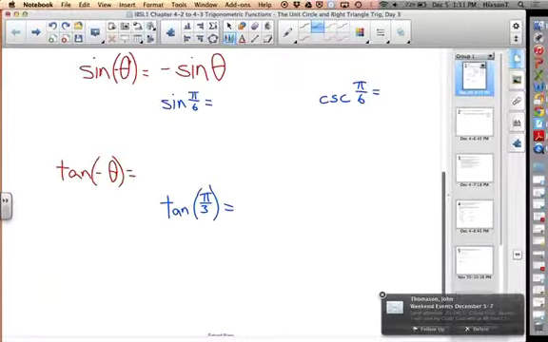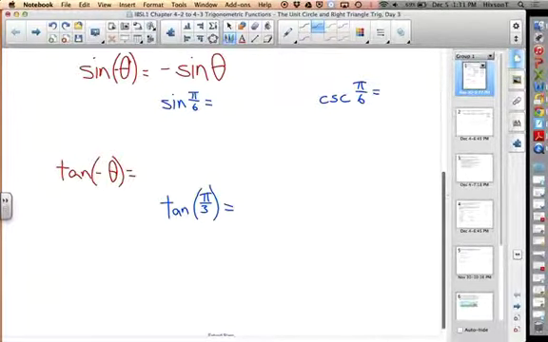So think with me here. What's the sine of pi over 6? It's 1/2. So what's the sine of negative pi over 6? Negative 1/2. Good.